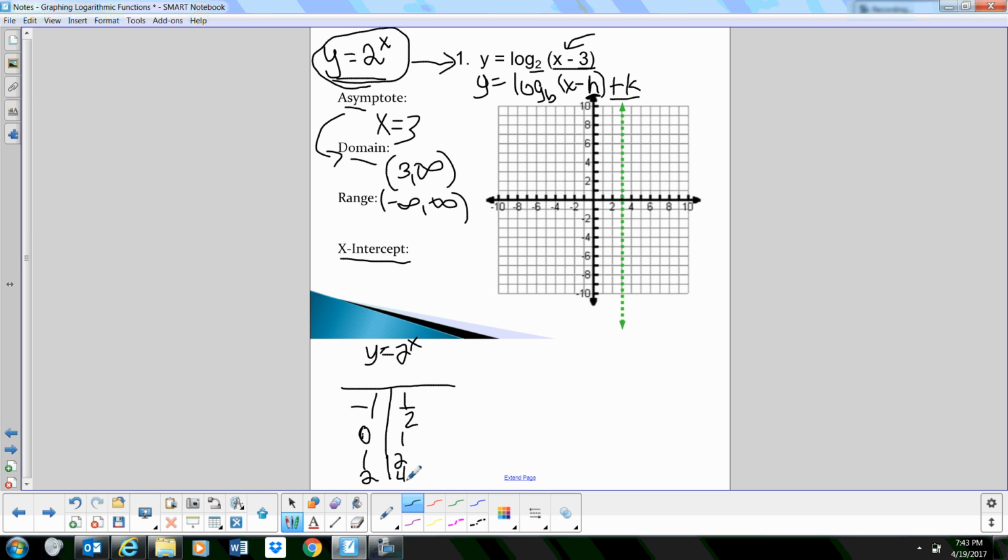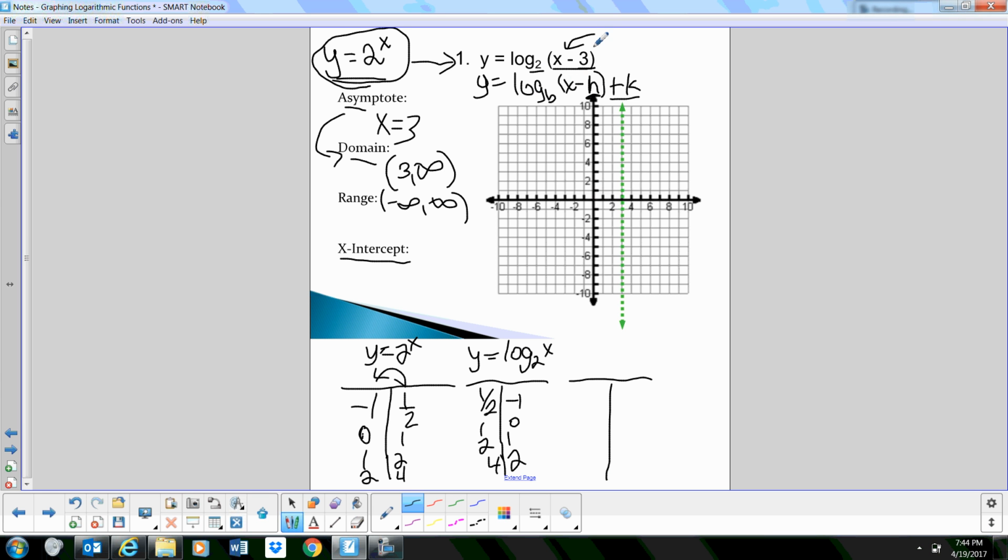Now, for our related parent function in logs, we're going to generate log base 2 of x, just the inverse, and that's going to give us a half, -1, 1, 0, 2, 1, and 4, 2. Okay, so we just got that from switching the x and the y coordinates because we know those are inverses. Now let's apply any transformations.